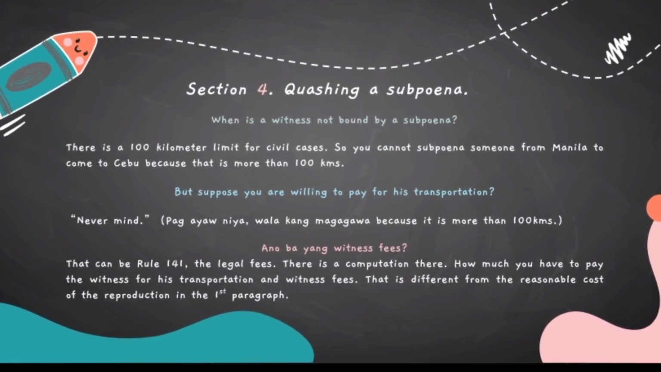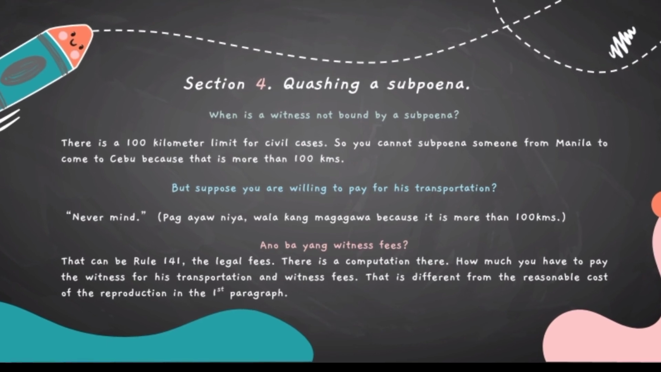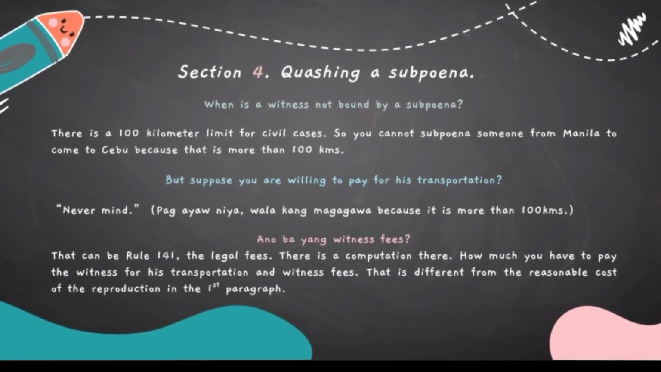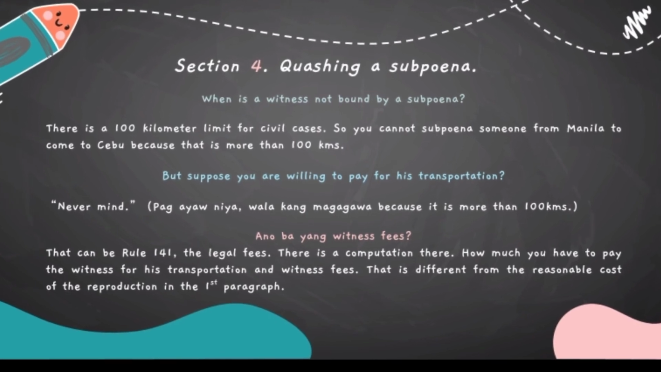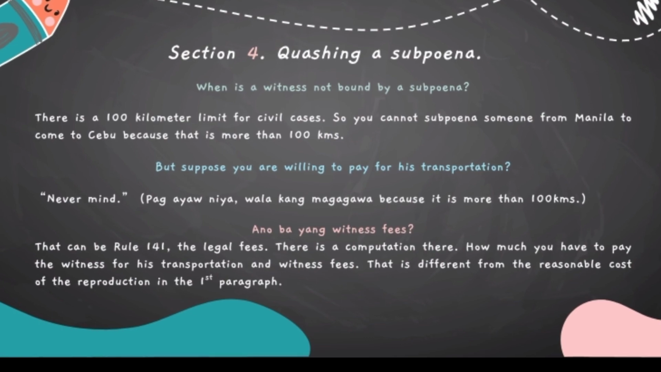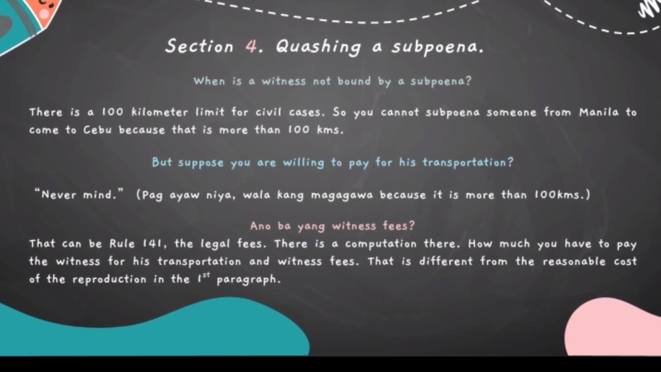Ano ba yung witness fees? That can be Rule 141, the legal fees. There is a computation there. How much you have to pay the witness for his transportation and witness fees. That is different from the reasonable cost of the reproduction in the first paragraph.